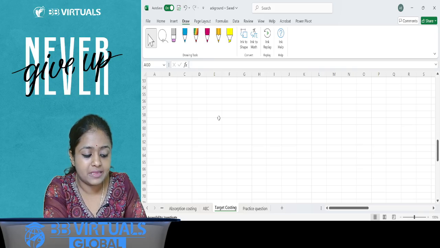Can we apply this method in the normal competitive environment? Please put it up in the chat box. Can we apply it in the normal competitive environment?